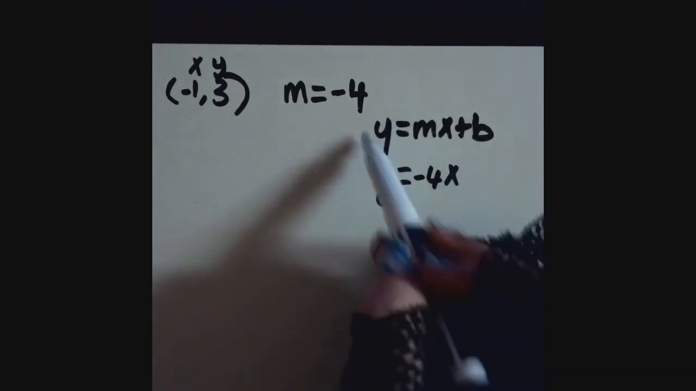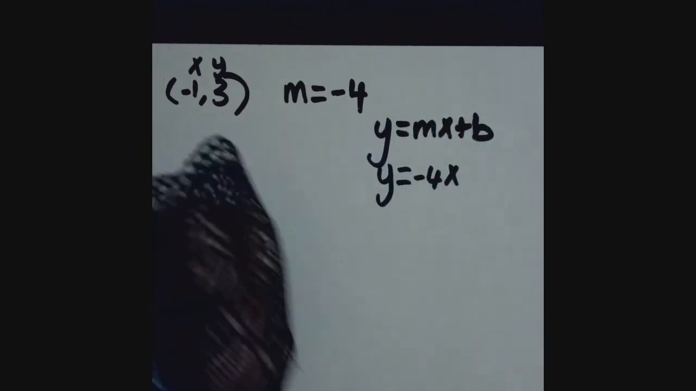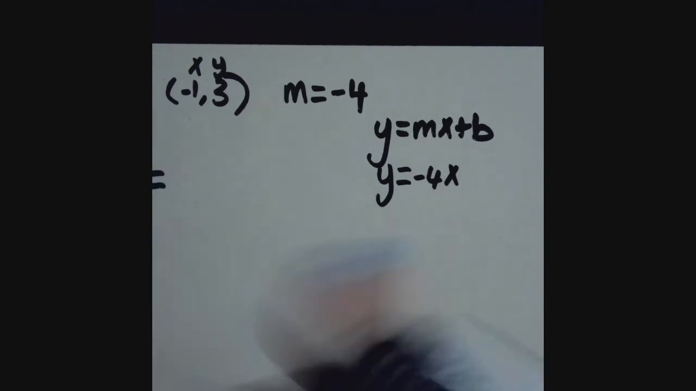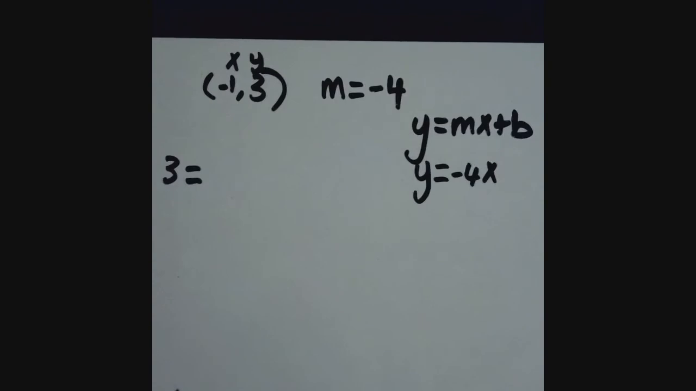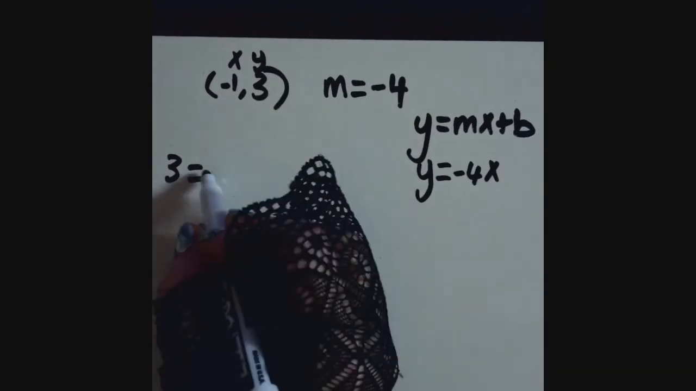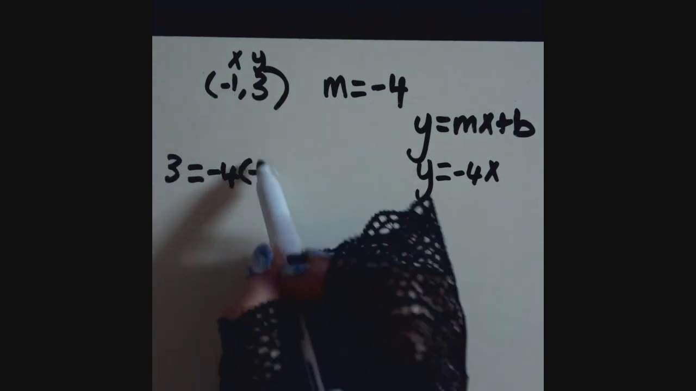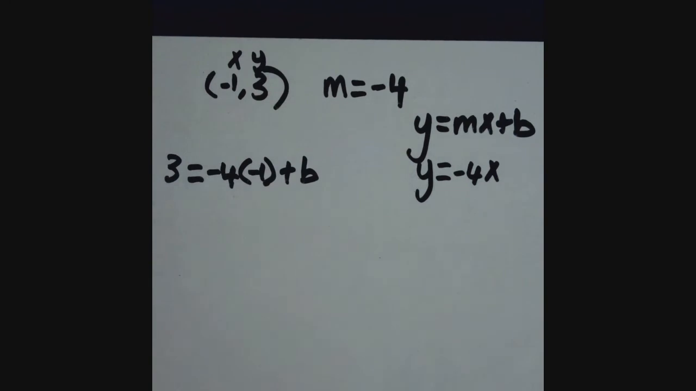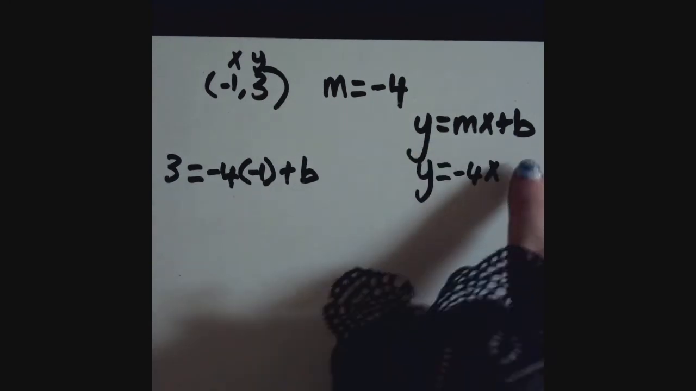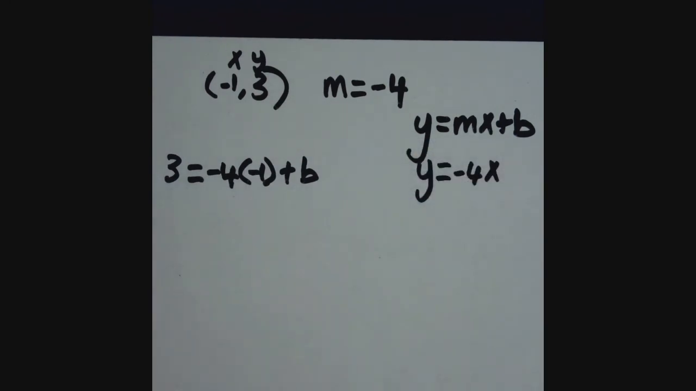So into this equation, y is 3. The slope, we know that was given to us, is -4. And then the x value here is -1, plus b. So I've just used this equation and I'm plugging everything in now. So now I can solve and find b, and then I have the answer. So it's not that bad.